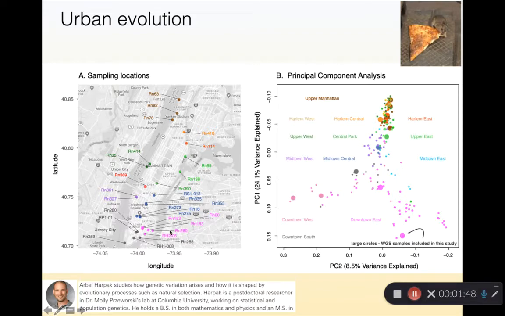So these are the types of questions that evolutionary biologists start to think about. We're understanding how similar these populations are, even in a very small geography of Manhattan, and what potentially might distinguish these genetic differences that we're seeing, like this wide genetic difference between downtown West rats and downtown East rats, and what characteristics those populations might have that are different from uptown rats.